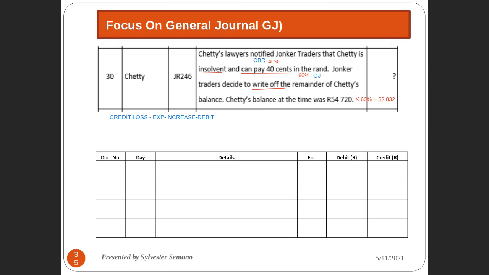And then the other one you said, thank you so much. The other one, I see debtors. Debtors control. It's an asset, decreasing on the credit side. And I can see the other one here, the input VAT.